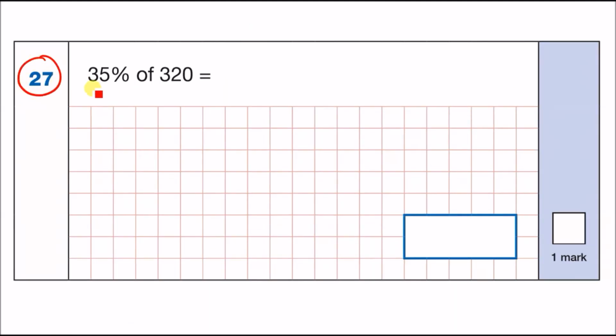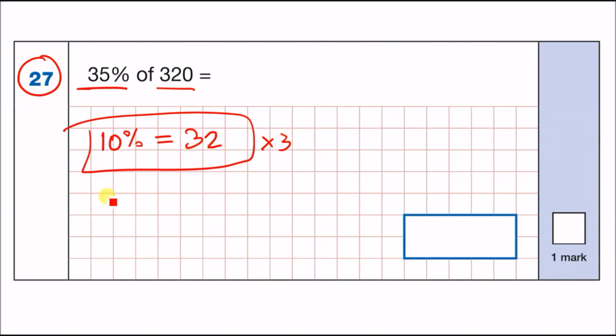So we have to find 35% of 320. Now, a super easy way to do percentages is to always find 10%, because 10% literally means that you're finding 1/10 of this value. So 1/10 of this value is going to be 320 divided by 10, and that should just be 32. Now, finding 35%, we could just try and find 30%. To find 30%, you can just times this value by 3. So 30% equals 3 times 32, which is 96.